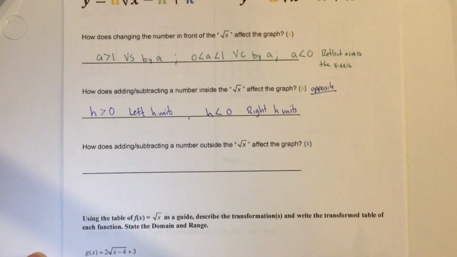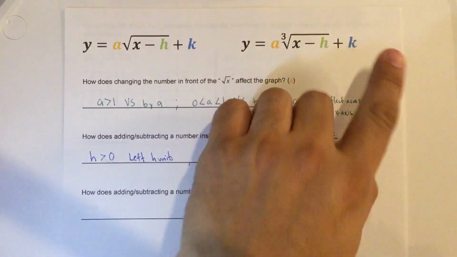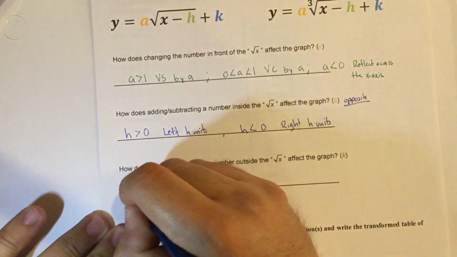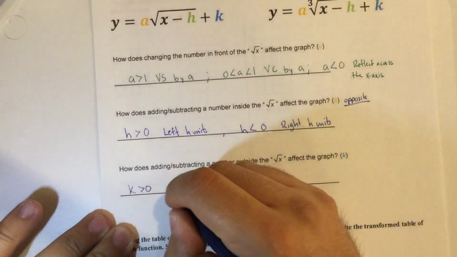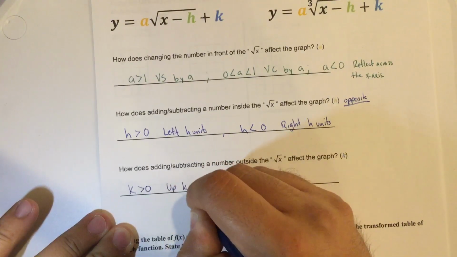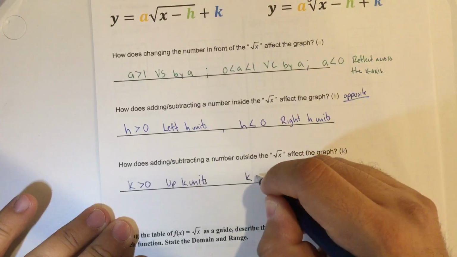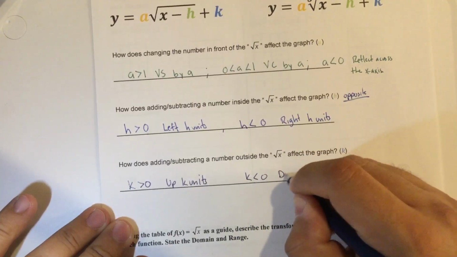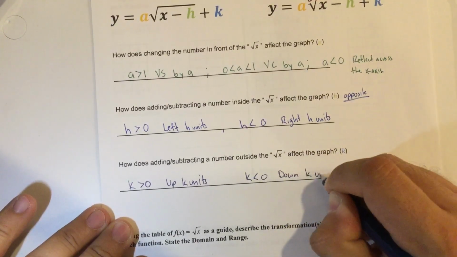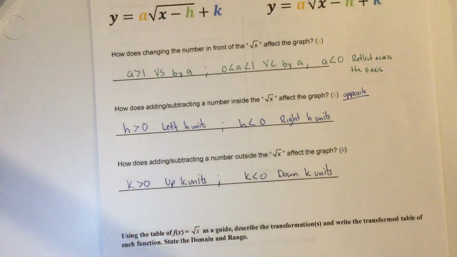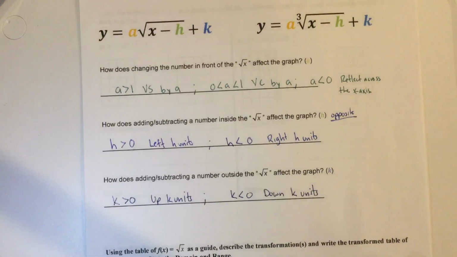And for the last one, how does adding or subtracting a number outside the square root of x affect the graph? So now we're talking about k. And k is pretty straightforward. It is what it is. If k is positive, then it goes up k units. If k is negative, it goes down k units. So up and down. That's pretty straightforward.